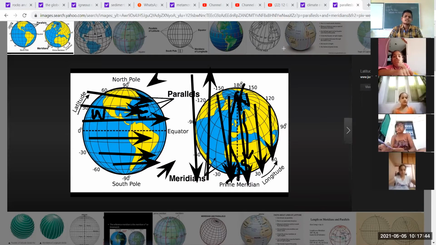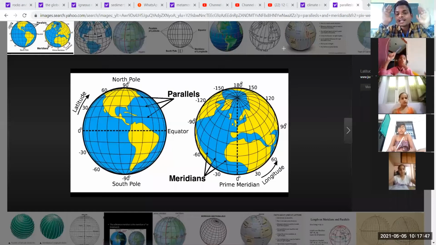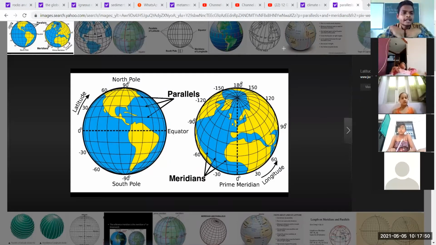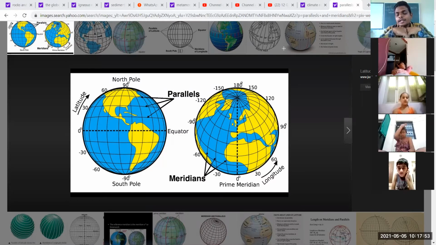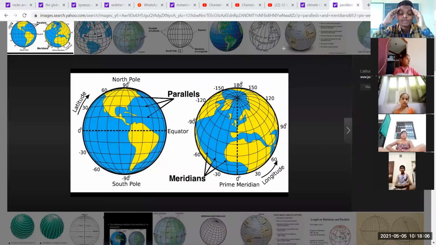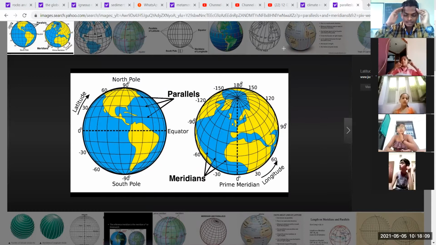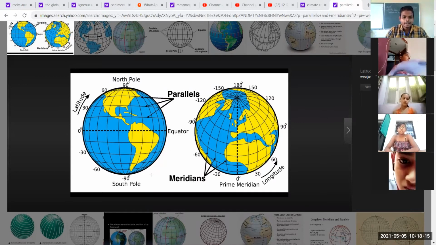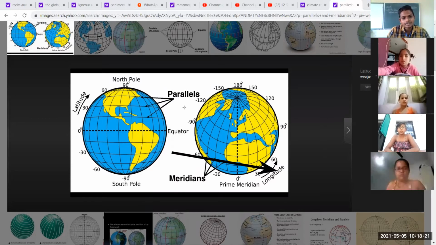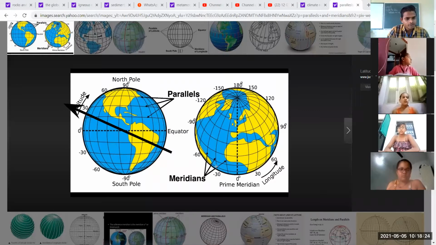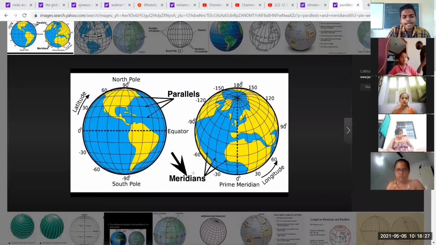My dear students, all these lines are imaginary lines for better understanding. You will locate the different places, different countries of the world with the help of these parallels and meridians. These are all imaginary lines. You have to imagine it with your mind. These are known as the meridians, also known as the longitude. These are known as the parallels and latitude, longitude and meridians.